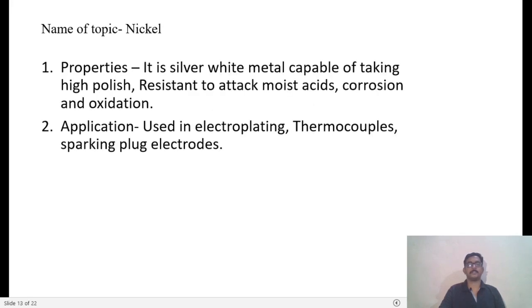Nickel. It is a silver white metal capable of taking a high polish, resistant to attack by moist acids, corrosion and oxidation. These are used in electroplating, thermocouples, and sparking plug electrodes.